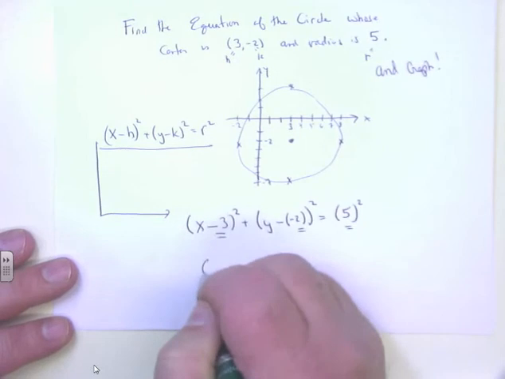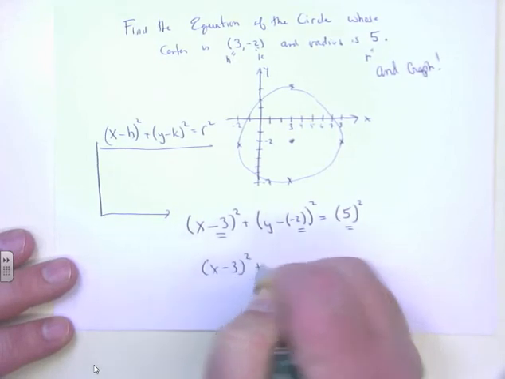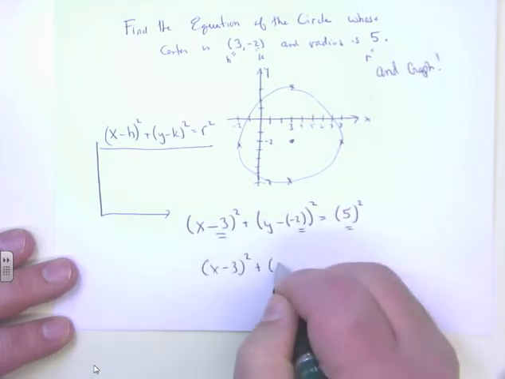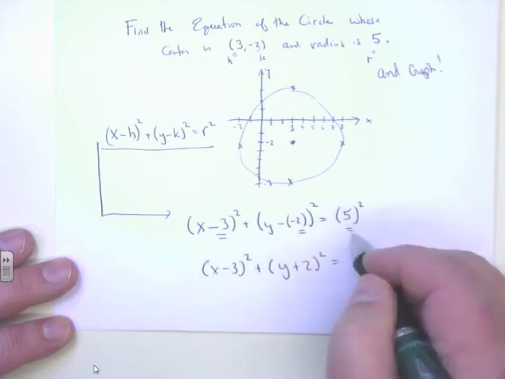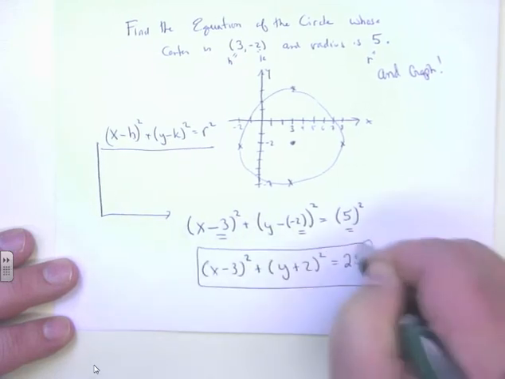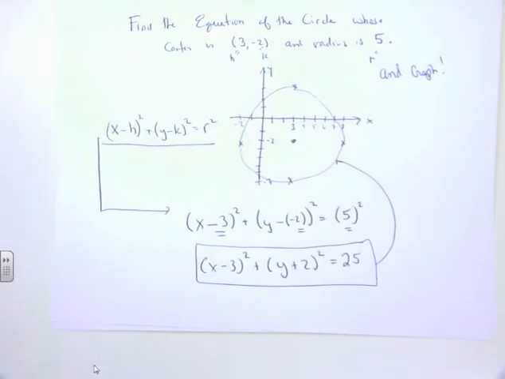To clean it up, this would be (x - 3)² + what's a negative negative? That'll be (y + 2)² = and clean up the numbers, what's 5 squared? 25. This is the equation of that circle. Does that make sense?